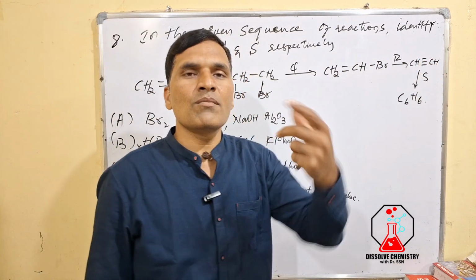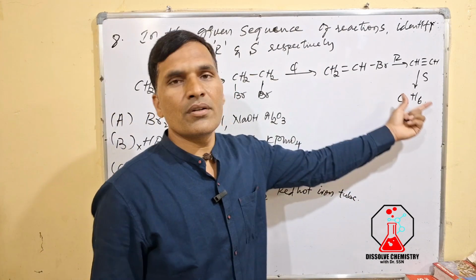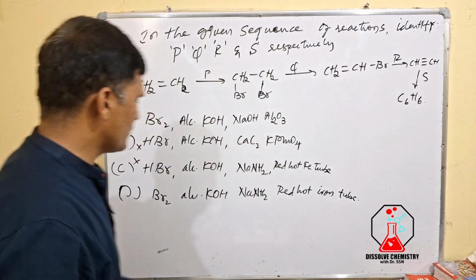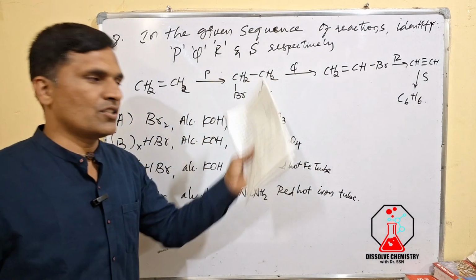And this acetylene, 3 moles of acetylene, if you heat in a red hot iron tube, then you are going to get benzene. So therefore your option is what? D option. Okay, so let us move on to the next question.